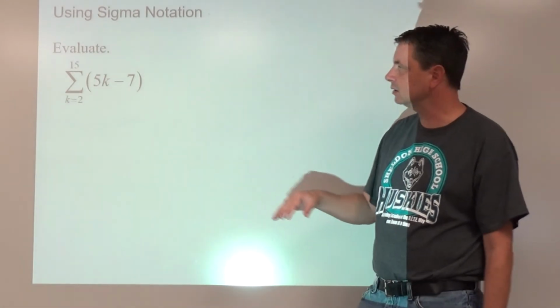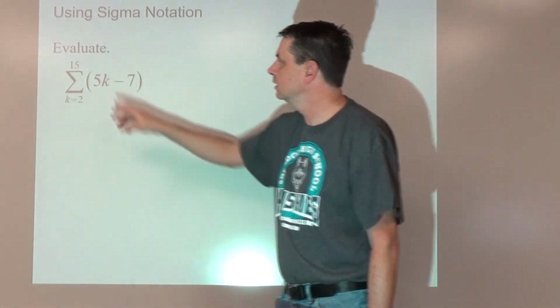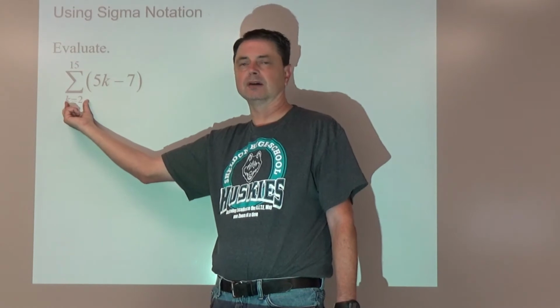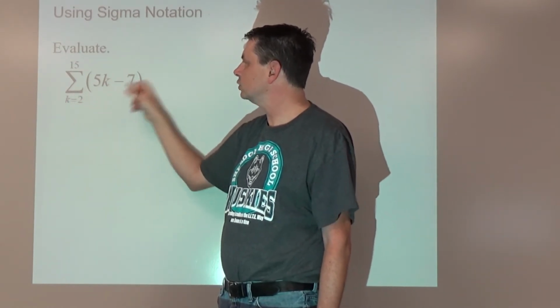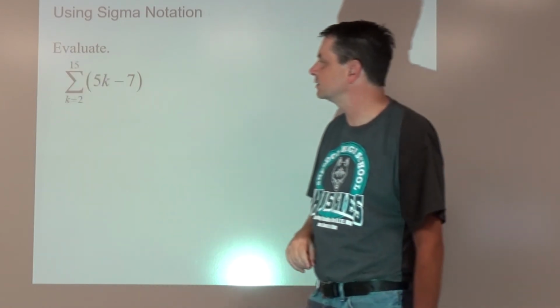Sigma notation, as we saw in the last lesson. Sigma here, here's our lower limit of summation with our index, a equals 2, so start by plugging in a 2 and so on, and stop when we get to 15.